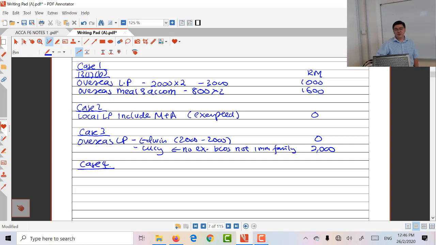Okay, now I've shown you enough examples for the first three cases. Case four to case seven, can I get you all to just try and scribble down the value at the side? Then I'll run through the answers with you.